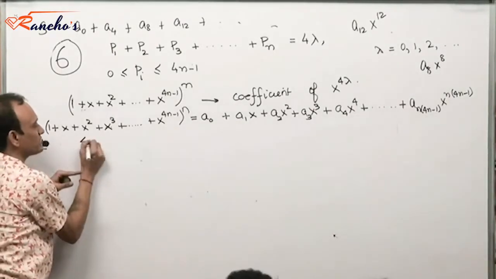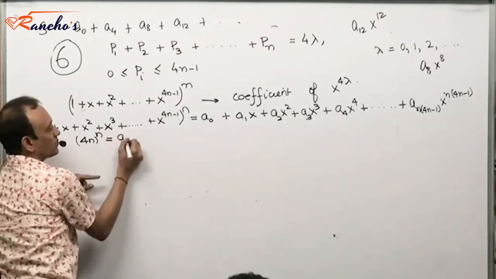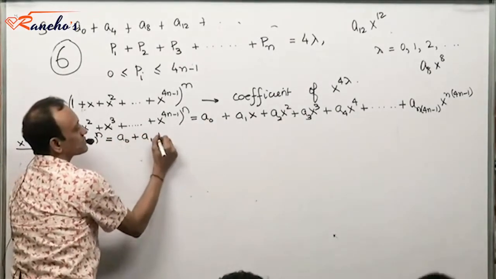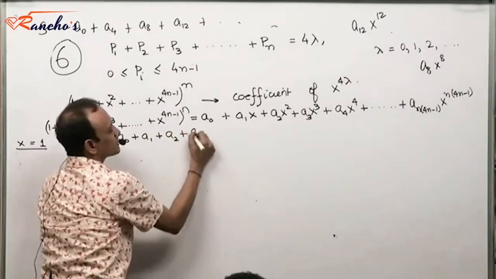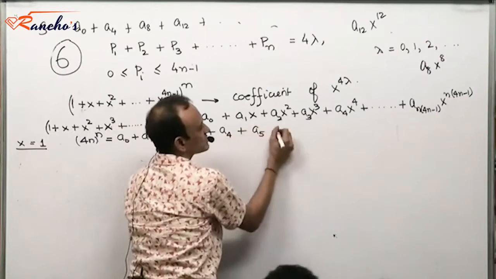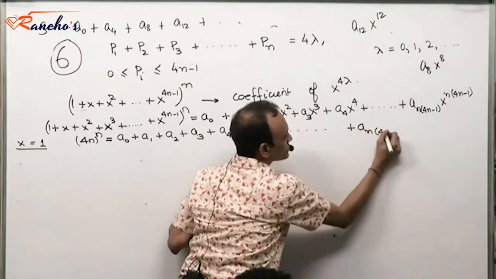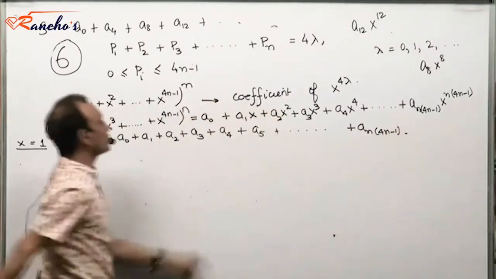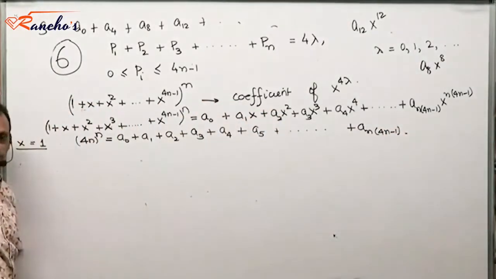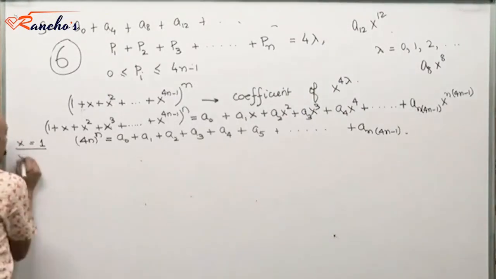So if I plug in x equal to 1, (4n) to the power n equals a0 plus a1 plus a2 plus a3 plus a4 plus a5 plus up to a(4n minus 1). Yes or no? On plugging in x equal to 1. Now plug in x equal to minus 1.